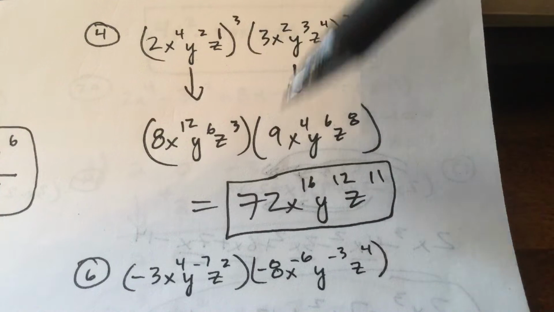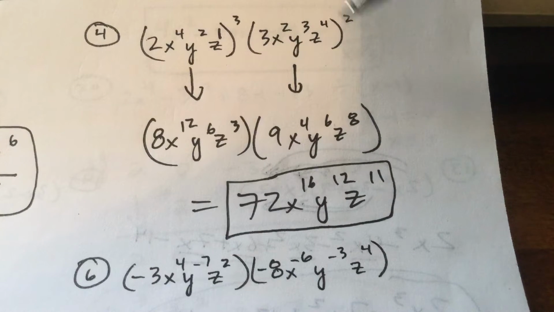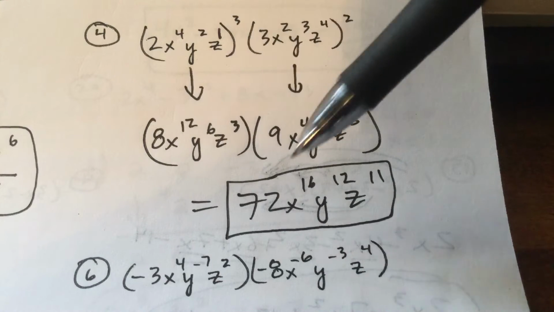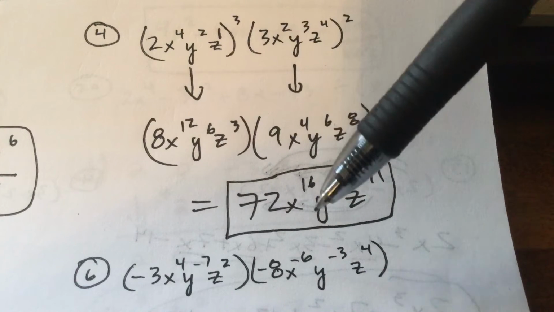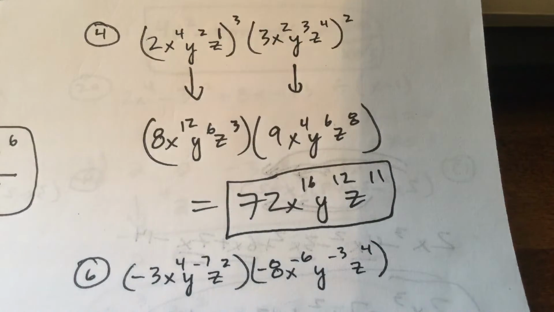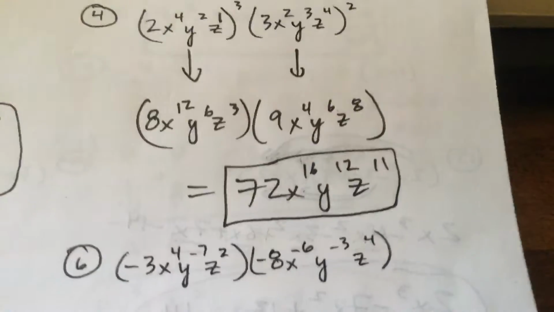3 squared is 9. X to the 4th, 6th, 8th. Now I multiply. 8 times 9 is 72. X to the 12th times x to the 4th is x to the 16th. Just add the exponents. That's how I got y to the 12th and z to the 11th.